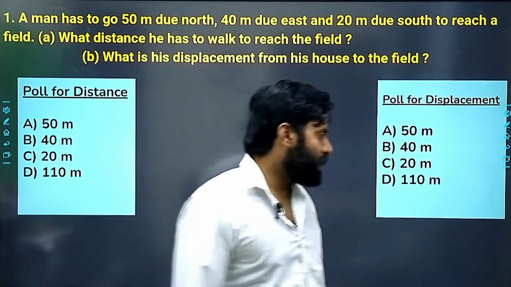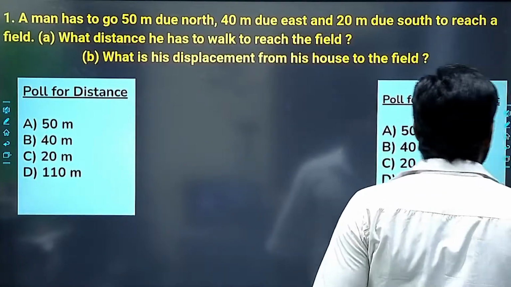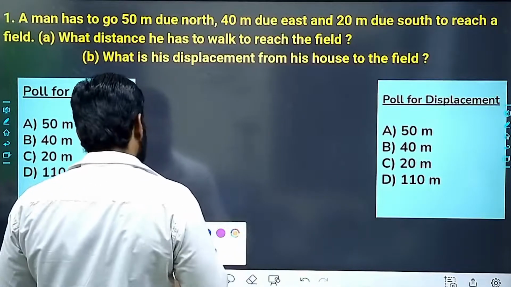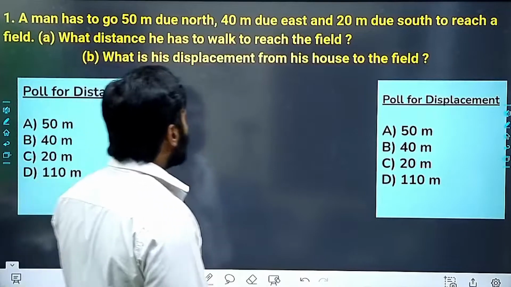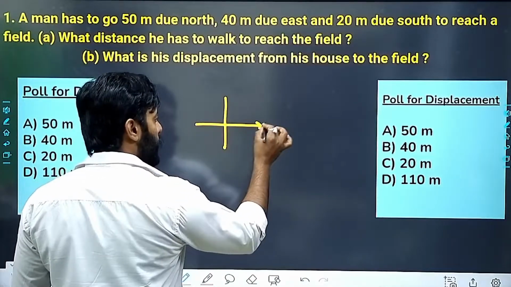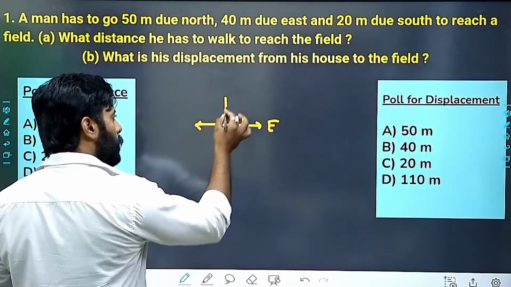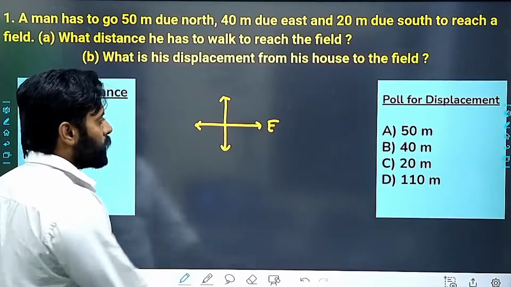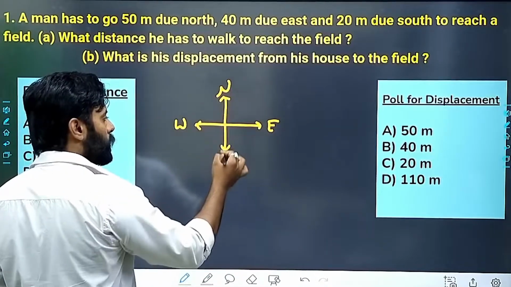So let's solve this question. A man has to go 50 meter. I'll be drawing direction for you because I know that some people will not know how to mark this direction. So this is east, this is west, this is north, this is south.